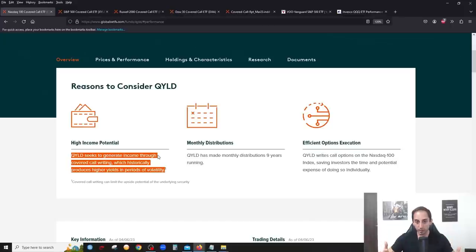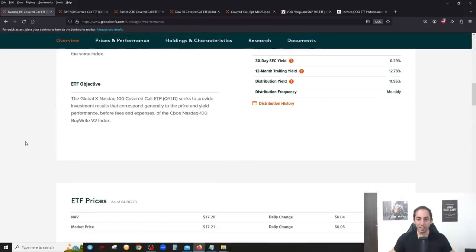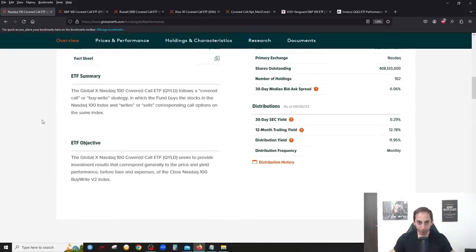When there's more volatility in the market, those premiums are much richer. So they don't write covered calls on individual stocks. They actually write covered calls on the index themselves, or the corresponding index themselves. And you could actually see that here.